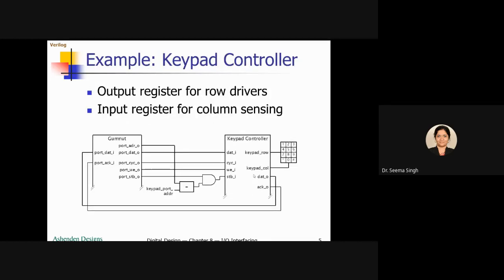This diagram is a keypad controller diagram, in which you can see that there is a keypad and there is a controller, and this controller is dedicated to this keypad. There will be IO controller which will be controlling more than one device. That is called a little complex controller. But keypad controller comes in the category of simple IO controller. Simple IO controller means a dedicated controller for one device only. So that is simple IO controller.